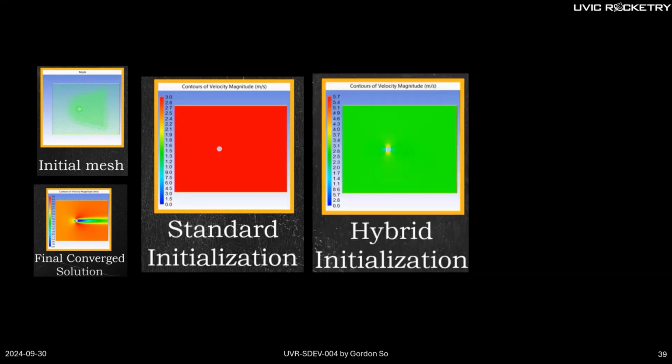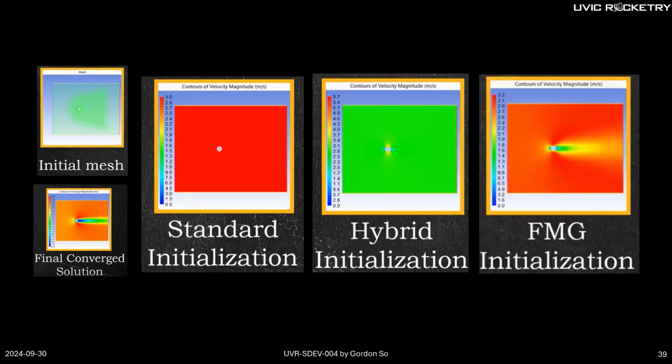And we come to another one, hybrid initialization. You can see it starts to guess differently. It guesses that at the top of that ball, you have high velocity. So it's doing a different approach. And then the last one, you can see it's actually pretty close to the actual result. And this actually changed so much.